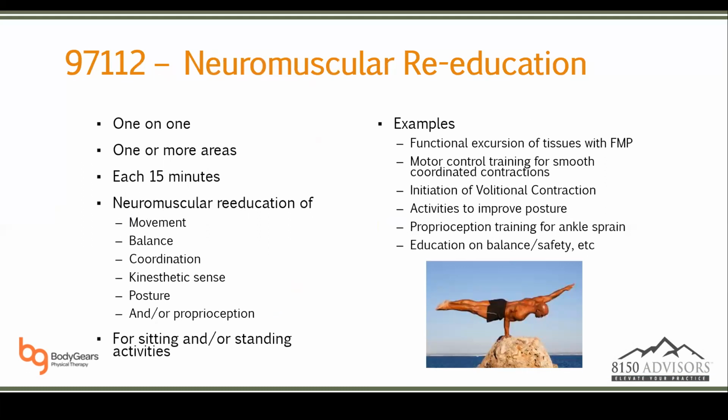So, for example, for body gears, you use functional excursion of tissues with FMP. You do motor control training for smooth coordinated contractions. You work on volitional contractions of muscles. You work on activities to improve posture. You work on proprioceptive training for an ankle sprain patient, for example. You have a patient that has balance deficits where you're working on the balance deficits. You're doing PNF with a patient. All of those would be appropriately billed under neuromuscular re-ed.